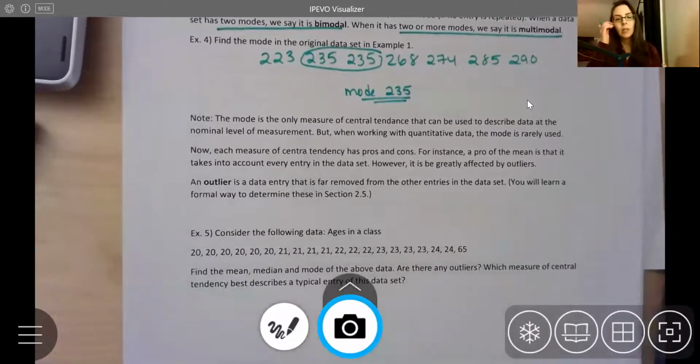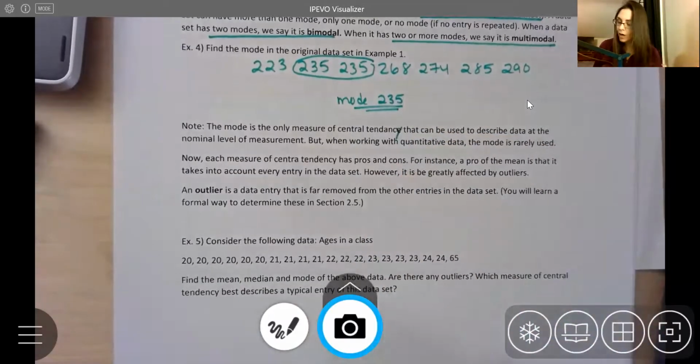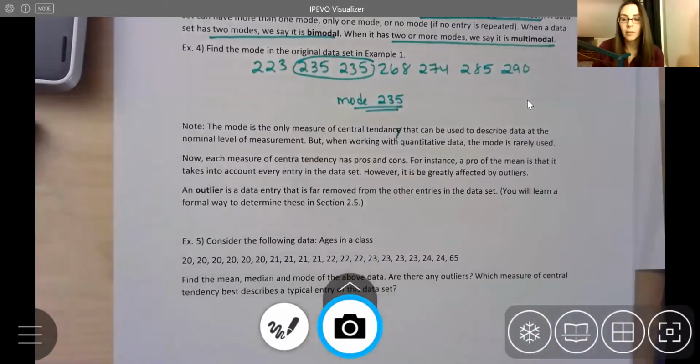Now, the mode is the only measure of central tendency that can be used to describe data at the nominal level of measurement. So if you have nominal level data, then you cannot find a mean, you cannot find a median. So the only thing you could do there is find the mode, so whatever the greatest frequency is. When you're working with quantitative data, we actually rarely use the mode. If it makes sense for that particular problem, then yes, it could be helpful, but more often than not, we tend to use the mean and the median as our measures of central tendency.